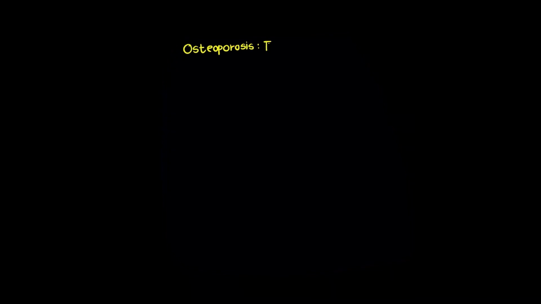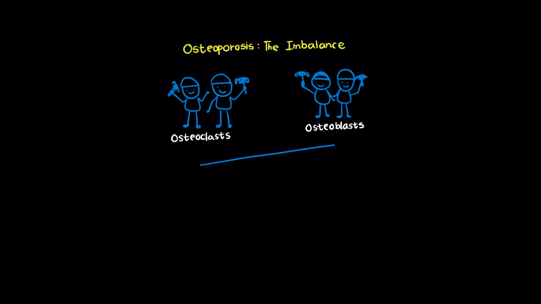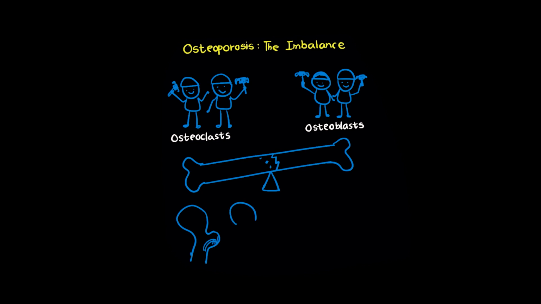Understanding osteoporosis requires us to think about bone as a constantly renovating building. In healthy bones, there's a perfect balance between the demolition crew, called osteoclasts, and the construction crew, called osteoblasts. But in osteoporosis, this balance tips dramatically. The osteoclasts go into overdrive, breaking down bone faster than the osteoblasts can rebuild it. Imagine demolishing rooms faster than you can build new ones. Eventually, your building becomes hollow and weak. This especially affects trabecular bone, the spongy inner structure found in the hip, wrist, and spine.